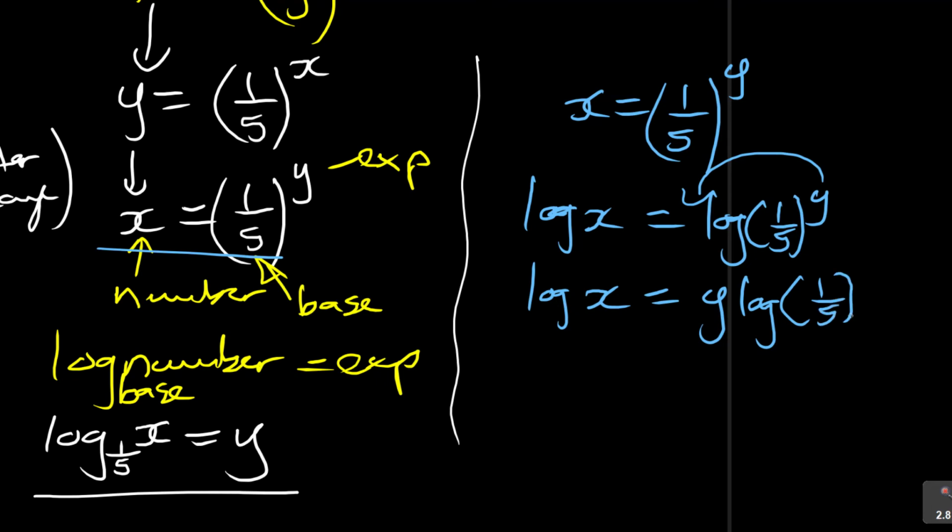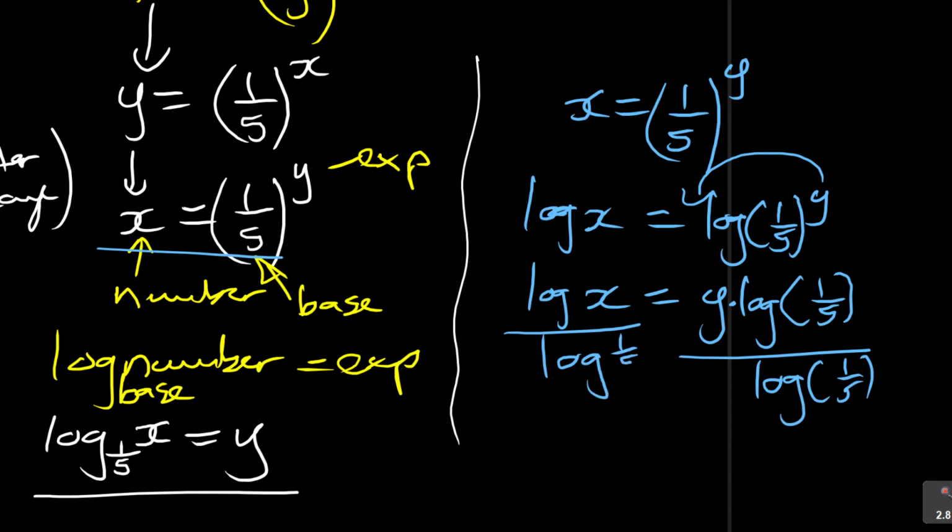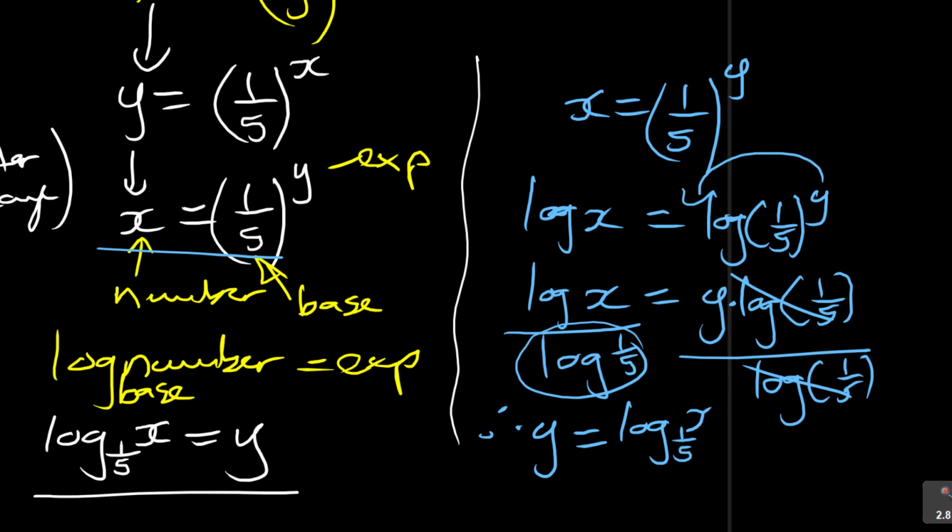This helps you not to cram things. Now you want to remain with y. This is multiplying. Divide by log 1 over 5. Divide by log 1 over 5. Then when you cancel that, you'll say therefore y is equal to log x over log 1 over 5, and when it's at the bottom like this it is the same as log in base 1 over 5 of x.